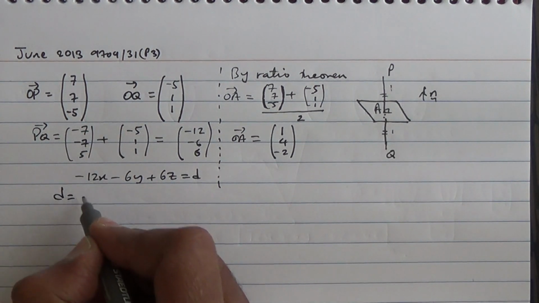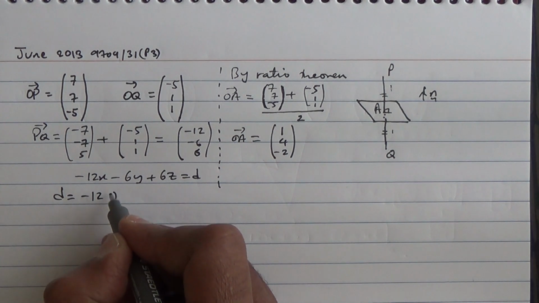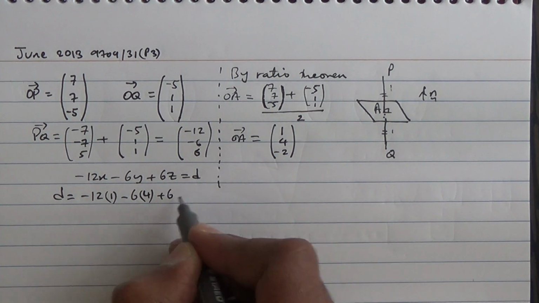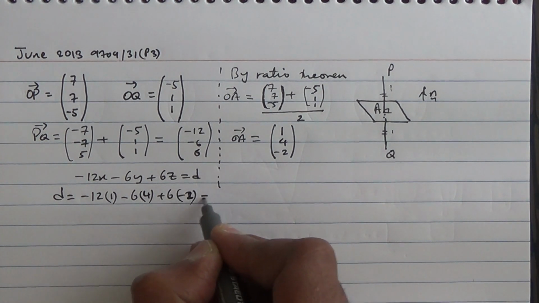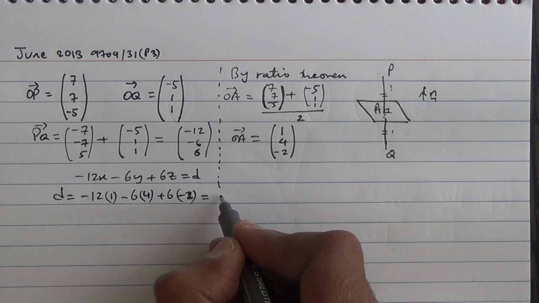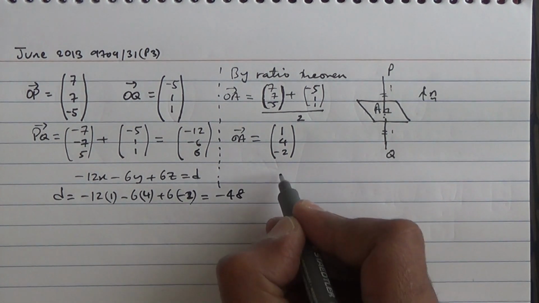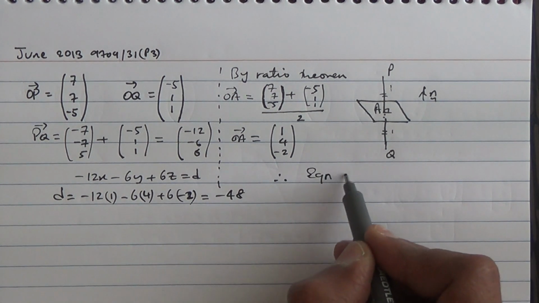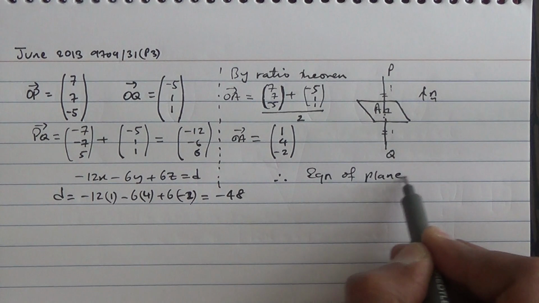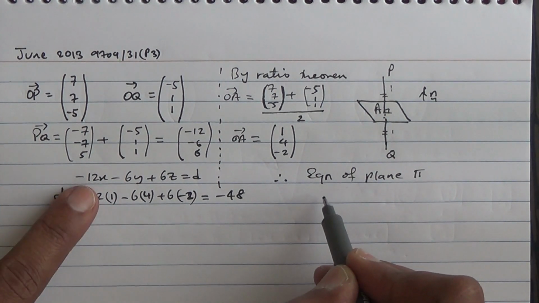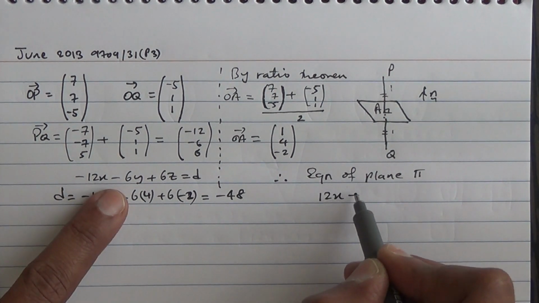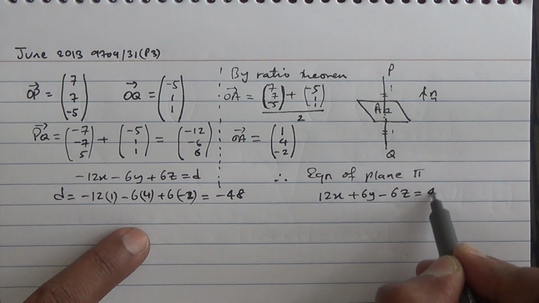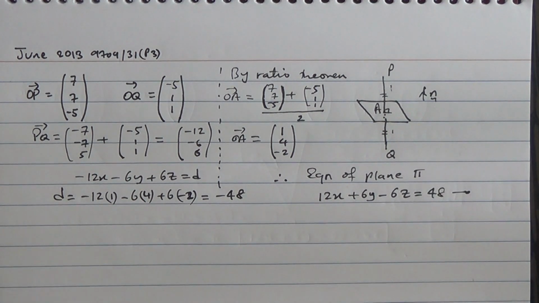To find d, minus 12 times 1, then minus 6 times 4, plus 6 times minus 2. Do that, you're going to get minus 48. Therefore, the equation of the plane pi should be 12x plus 6y minus 6z is equal to 48. Here we are for the first part of the question.